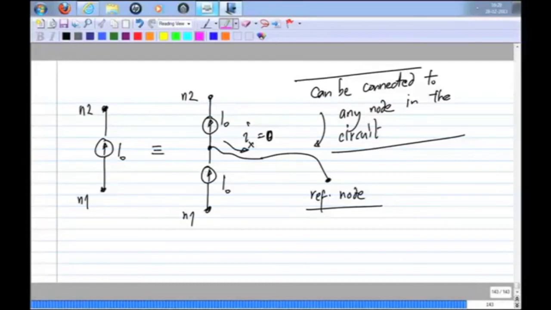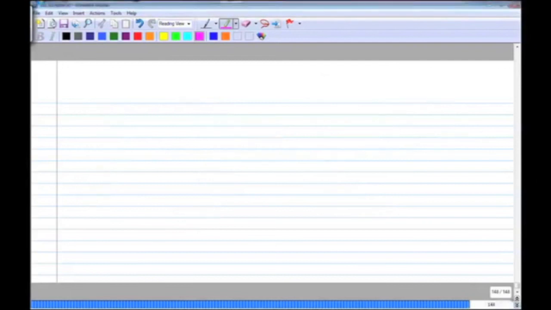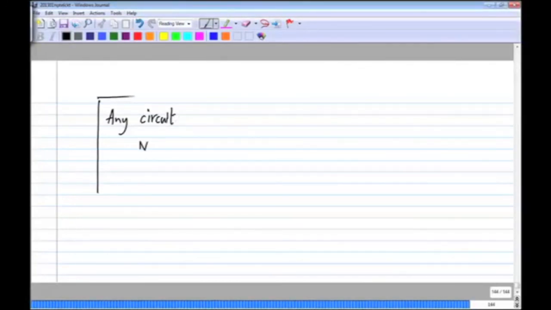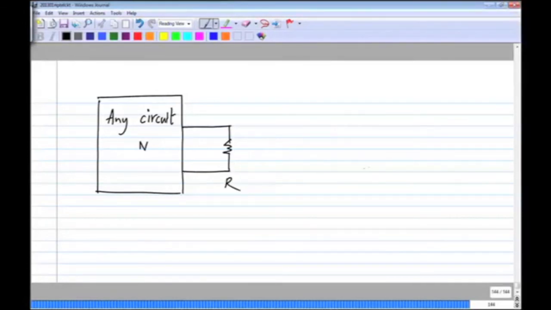Okay, so these are quite simple, so we can move forwards. Now the next thing is a little more interesting. Let's say I have any circuit or network N, and there is some element connected to it. I will take a resistor as an example, but this can be any element. And it doesn't even have to be linear. So let's say I have a resistance R, and this has all kinds of things in it. It can have resistors, current sources, and voltage sources, and so on.